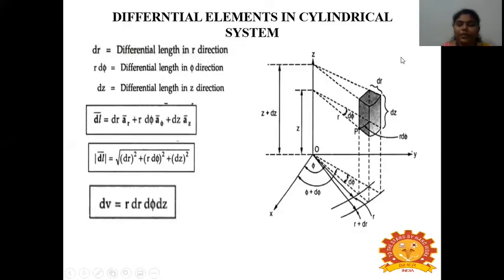See here, first this is the point P. If we consider this point P, the radius will be r from the z axis. And if we take the projection of the point P, it will make an angle phi with respect to x. These are the initial parameters, that is, the initial coordinates of your point P. And next is your z, which is the height of your initial point.